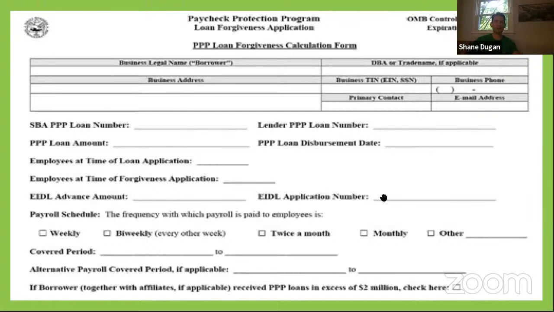So we went over this already. I had pointed you guys where to get all of this information, what the covered periods are, and having to elect what the alternate covered period is here. I think I might have skipped over this though.